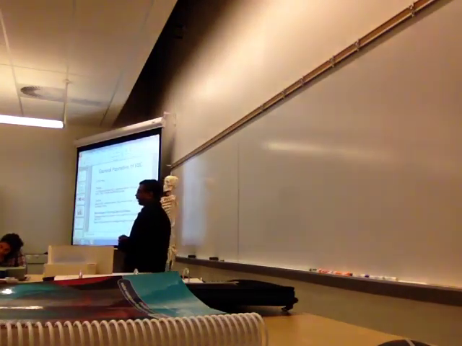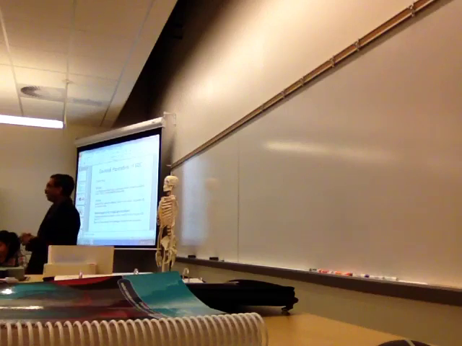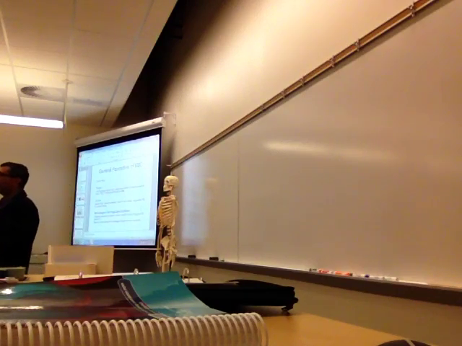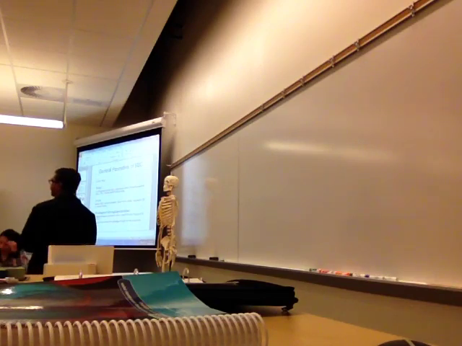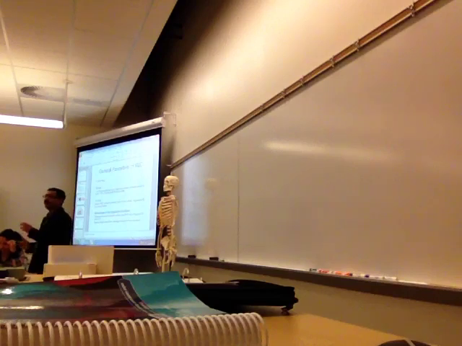If you see the red blood cell, the color of the red blood cell is red. Why? Because of the presence of hemoglobin. You know that hemoglobin is a red colored pigment present inside the red blood cells, right? So that's why the color of the red blood cell is red.